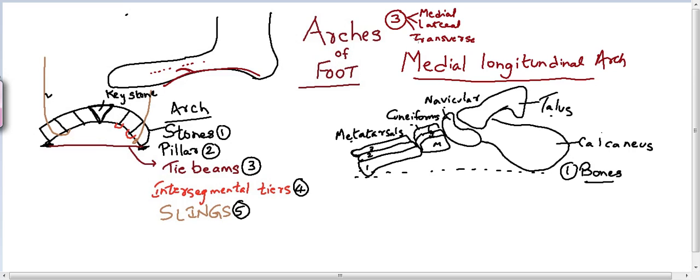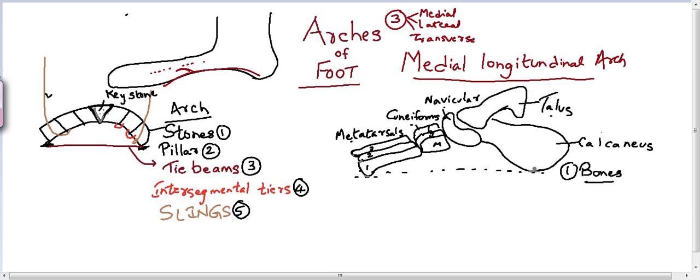What about the pillar? The medial tubercle of the calcaneus, which is touching the ground, is the first pillar. It's the posterior pillar. The heads of the first, second and third metatarsals are the anterior pillar. So the posterior pillar is the medial tubercle of the calcaneus, and the anterior pillar is the heads of the first, second and third metatarsals.